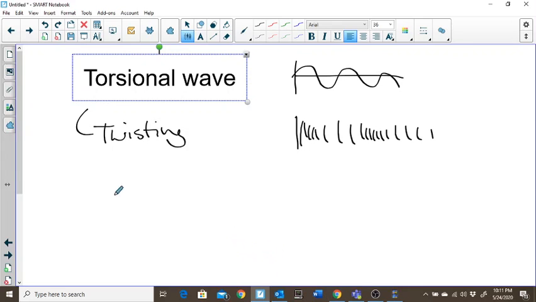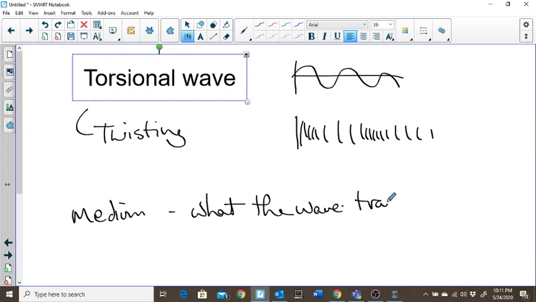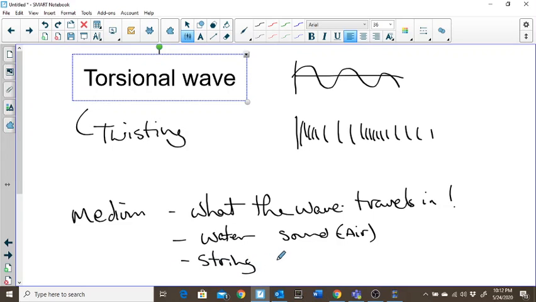Oh, medium. What the wave travels in. So, water: you see a water wave, water is the medium. For sound waves, we have air. You could have a spring or a string. That would be the medium for the wave.